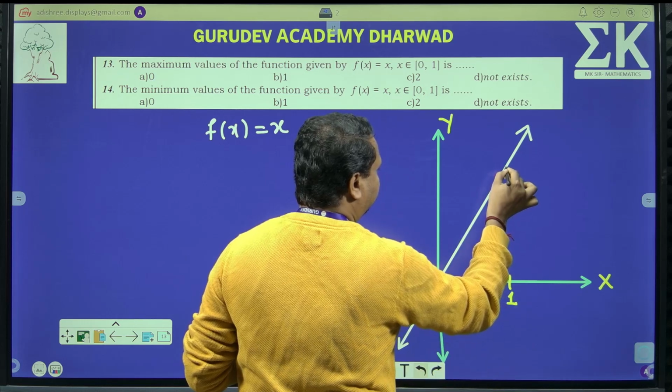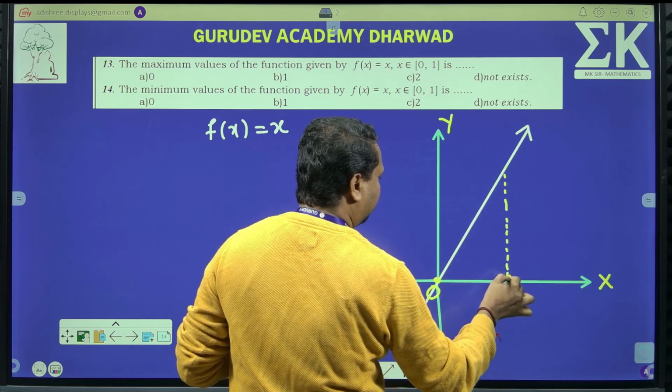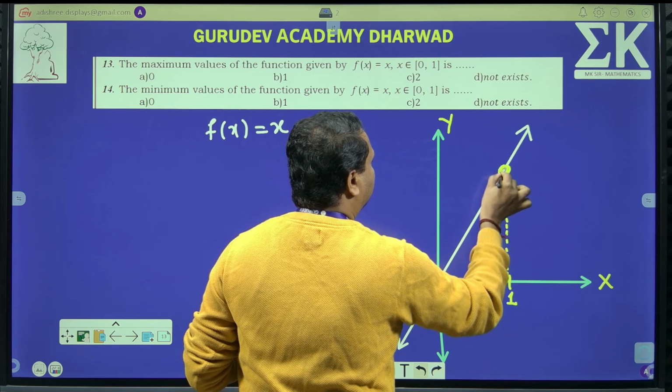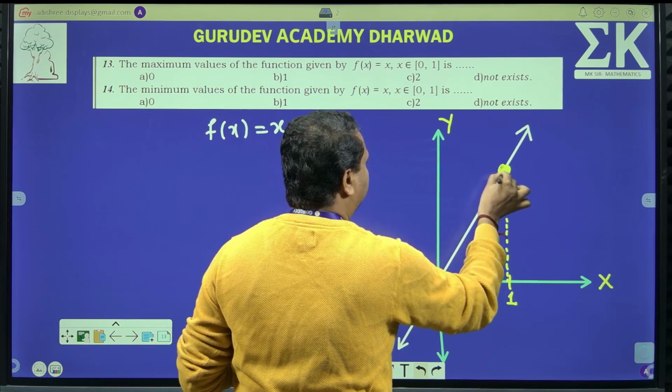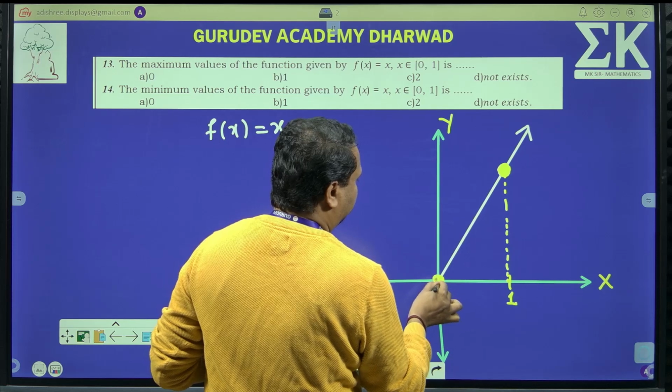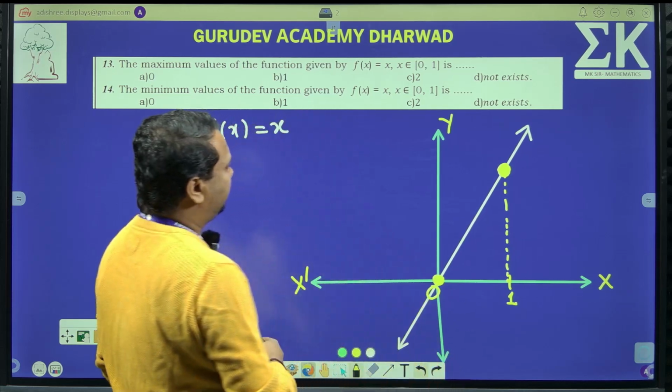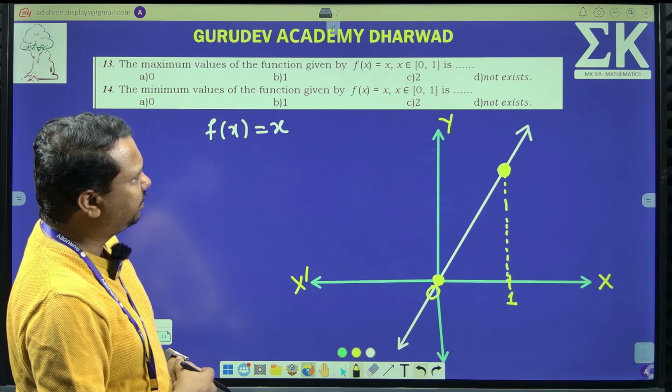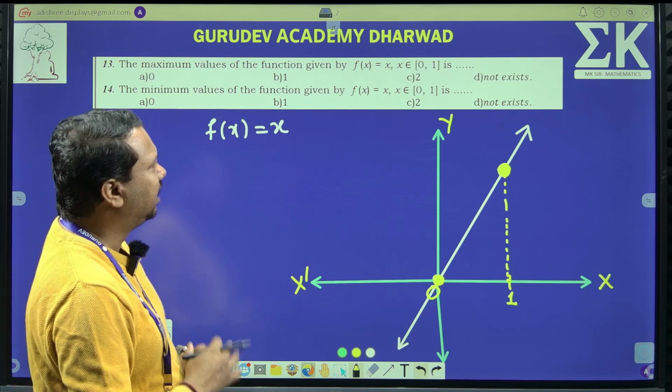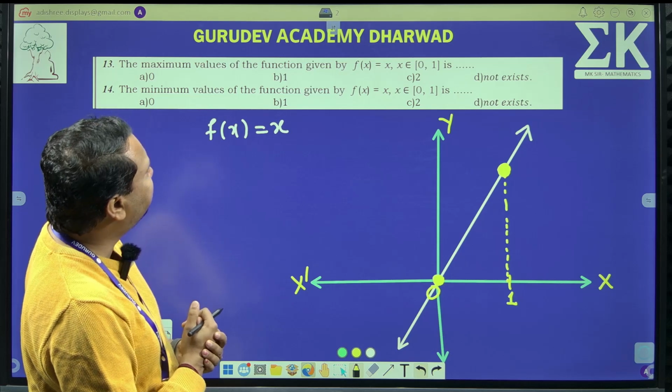So here, 0. Both are closed intervals. This is also a closed interval. This is also a closed interval. When x equal to 0, y is 0, and when x equal to 1, the y value is 1. Now observe what is the maximum value of this function.